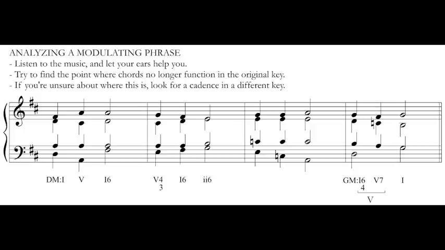Now that I know I have a cadence in my new key, a strong, perfect authentic cadence in the key of G major, I can start working backwards and analyzing some of the other chords that previously seemed odd to me in that new key. And so I'm going to look at that third measure no longer as a bunch of weird chords that don't fit into D major, but I'm going to see if I can analyze them in such a way that they fit into my key of G major.